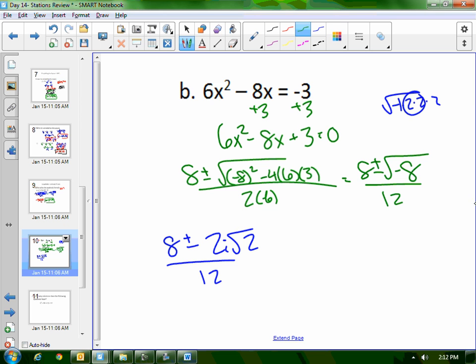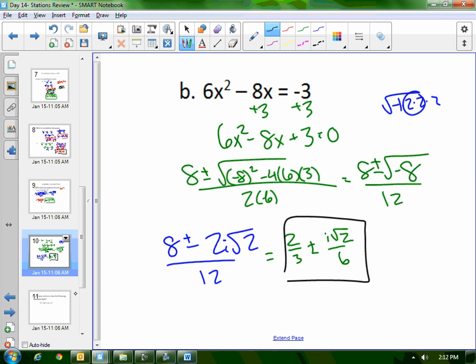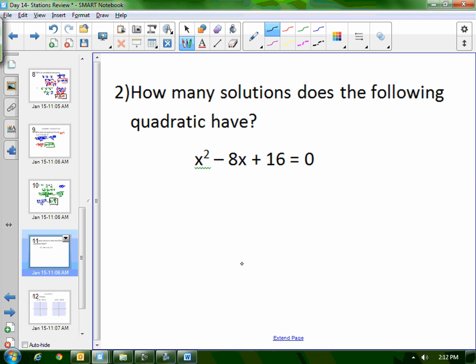Now I'm going to go ahead and distribute. 8 over 12 is 2/3 plus or minus 2 over 12 is 1/6. So i radical 2 over 6. 2/3 plus or minus i radical 2 over 6. That's awesome. Complex solution. Let's go ahead and do one more.